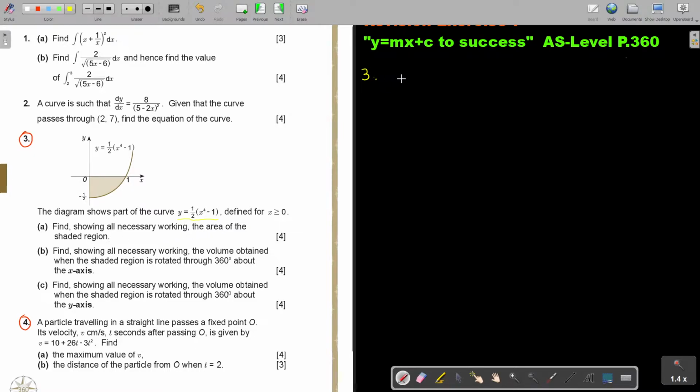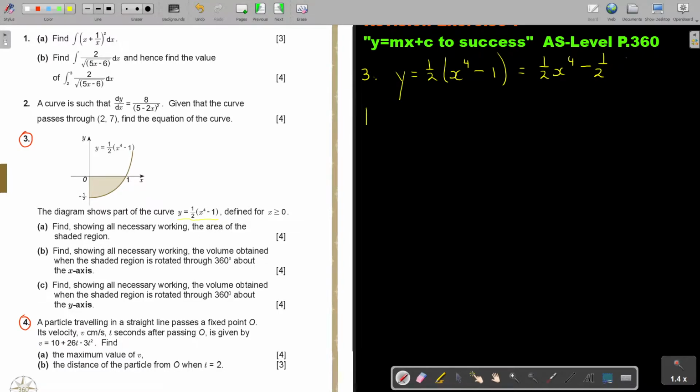Now let's start with what is the curve. It's y equals a half x to the power of 4 minus 1. Just take note, I can also write it like that. Now show all the necessary working for the area of the shaded region.